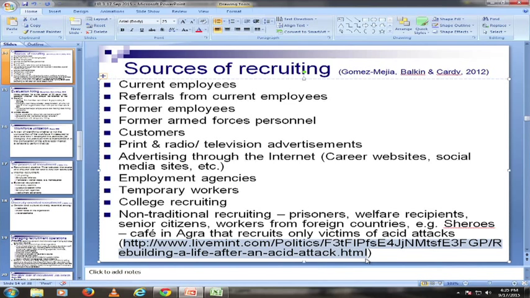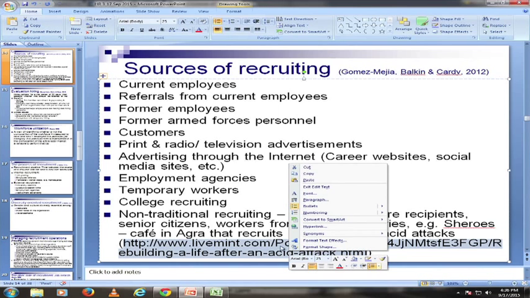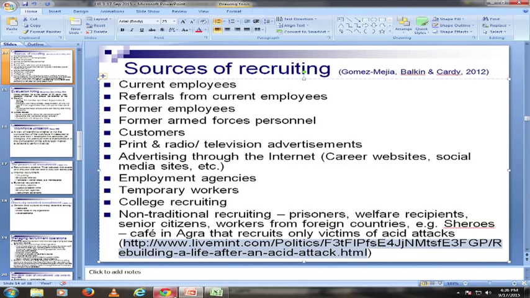One is of course, in some jails I know the prisoners do some handwork, they make furniture, they make sofas and other kinds of things, or handicrafts, and these things are sold in the market. The other thing is organizations like this cafe in a place called Agra in India.